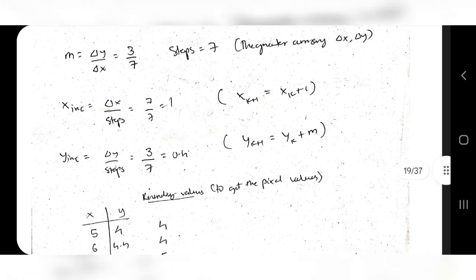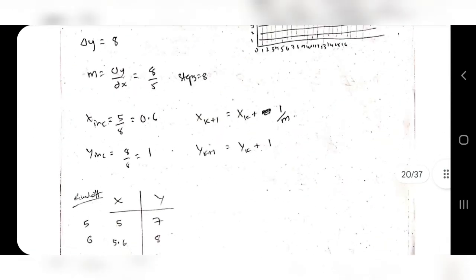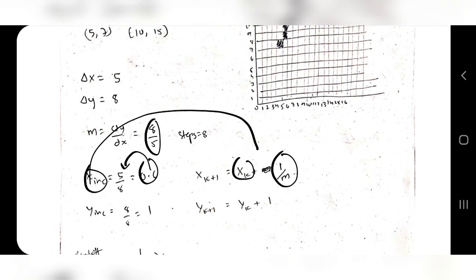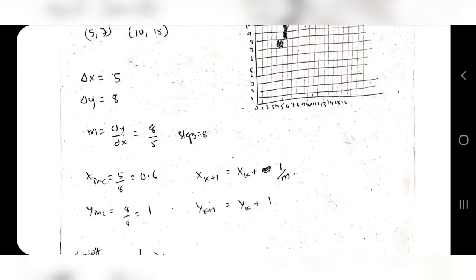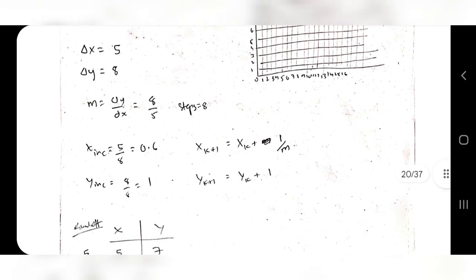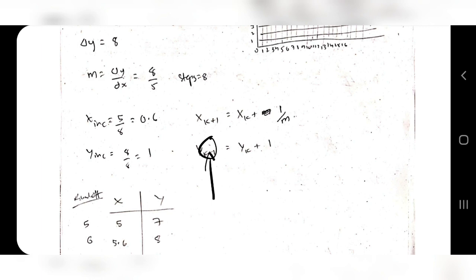You can observe the same thing here also. How much is x incremented? 0.6 after each iteration, which is 5 by 8. 5 by 8 is the reverse of 8 by 5, so you can write it as xk plus 1 by m, because this is the increment which is added to the previous value. For yk plus 1, if the slope is greater than 1, y is incremented by 1 each time and x is incremented by decimal values. So yk plus 1 is the next value of y, which will be 1 plus yk, the previous value.